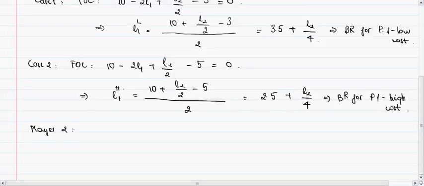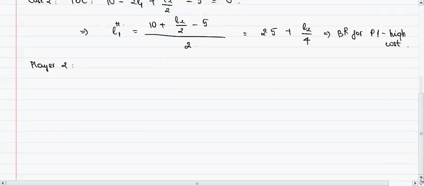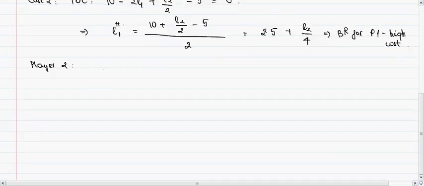Again, player 2 is also trying to choose the number of hours he would like to spend on the landscaping in order to maximize his objective function. So he also chooses the number L2 in order to maximize the net benefit, which is the total benefits minus the total cost.